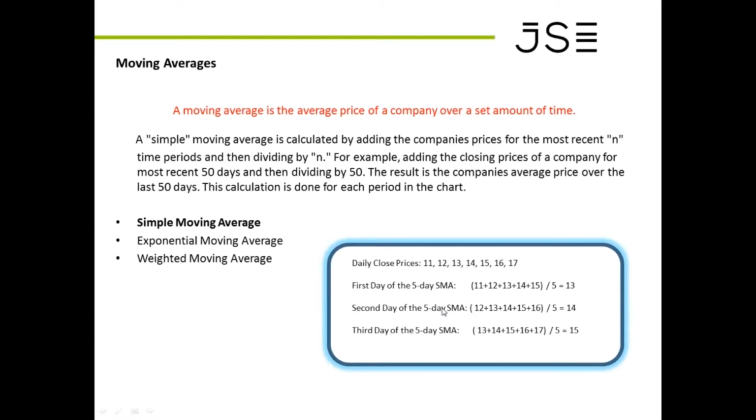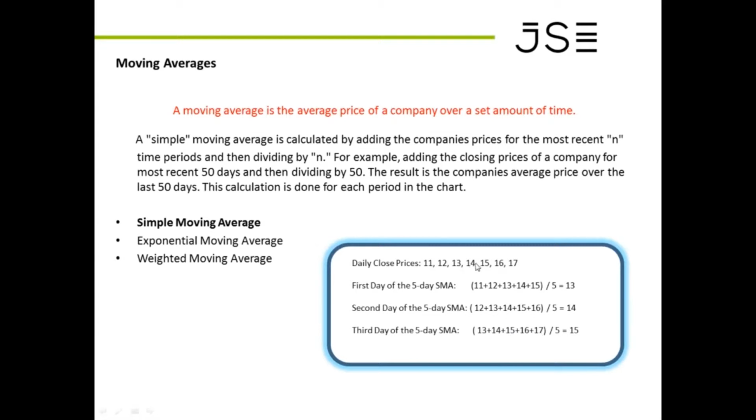So for example, over here, you've got a daily closing price of 11 Rand, 12 Rand, 13 Rand, 14 Rand, 15 Rand, 16 Rand, and 17 Rand. For the first day's 5-day moving average, you take 11 plus 12 plus 13 plus 14 plus 15. Those are the first 5 days. You divide it by 5, it gives you 13. That is the average price over the last 5 days. And you would go and plot this on your chart.